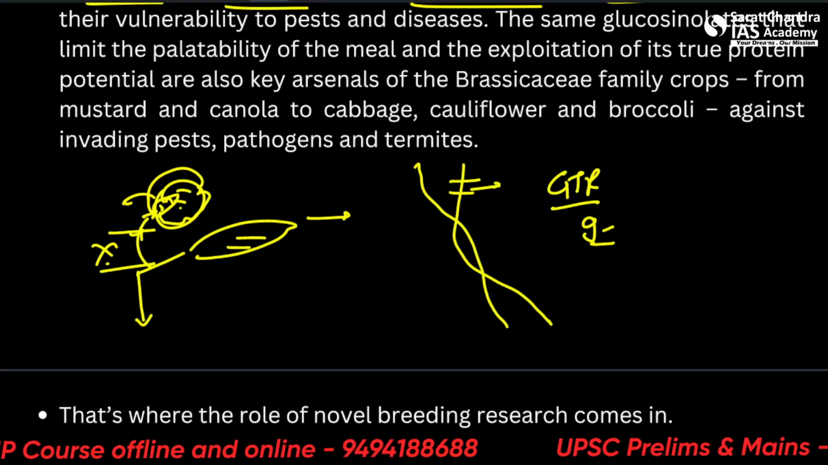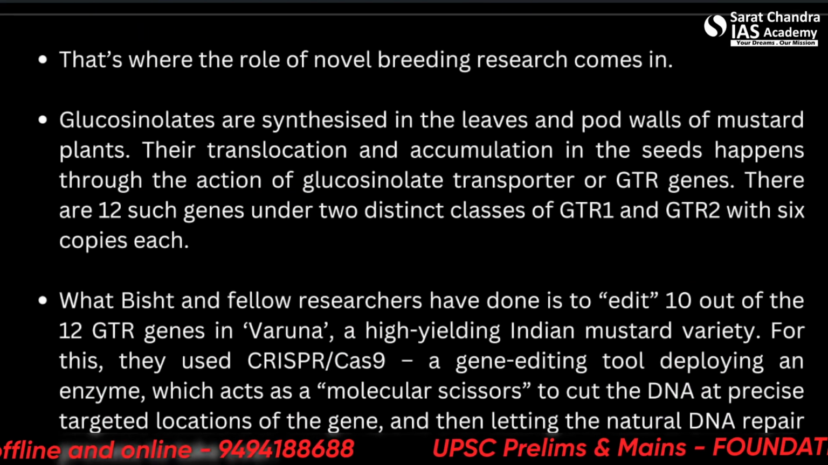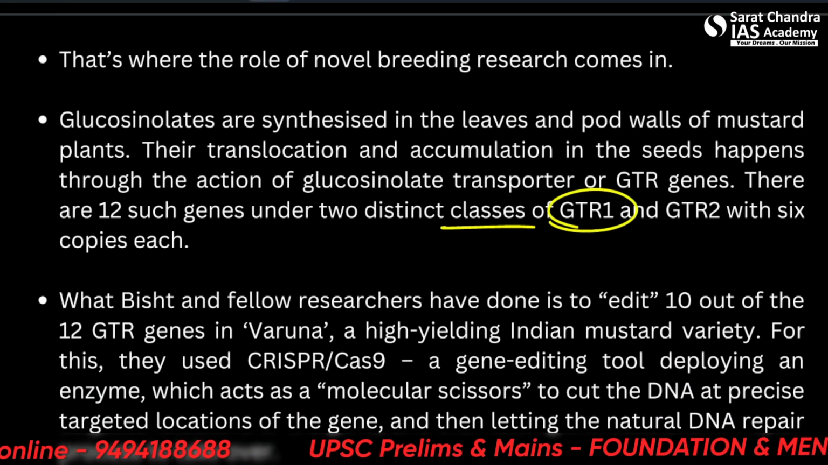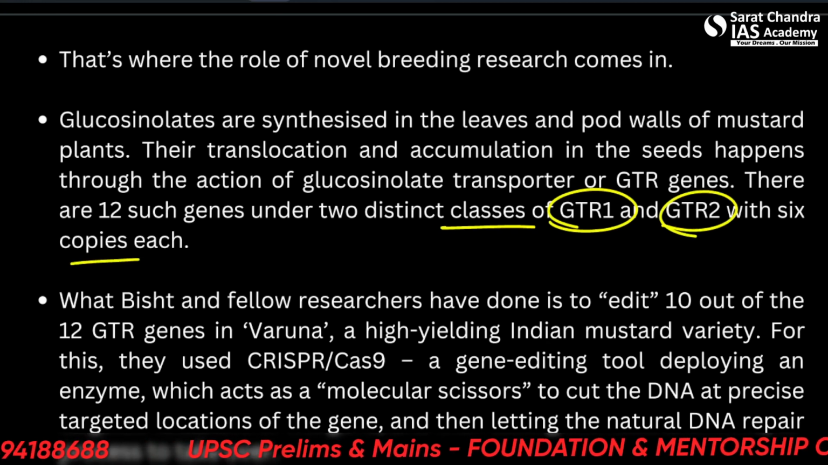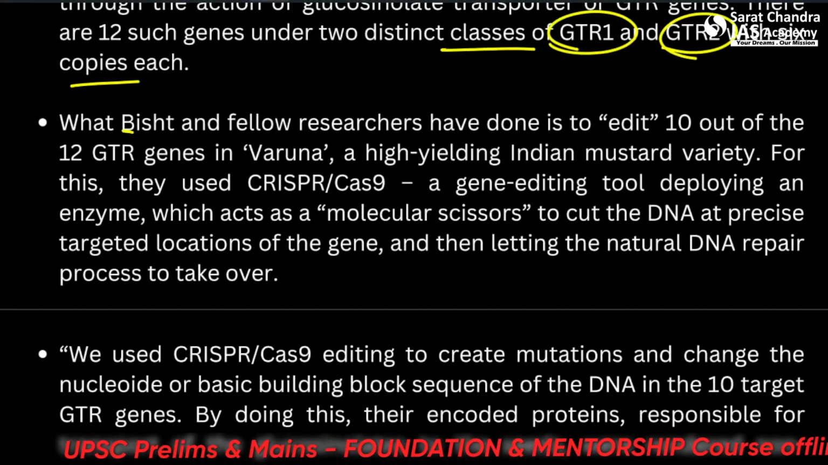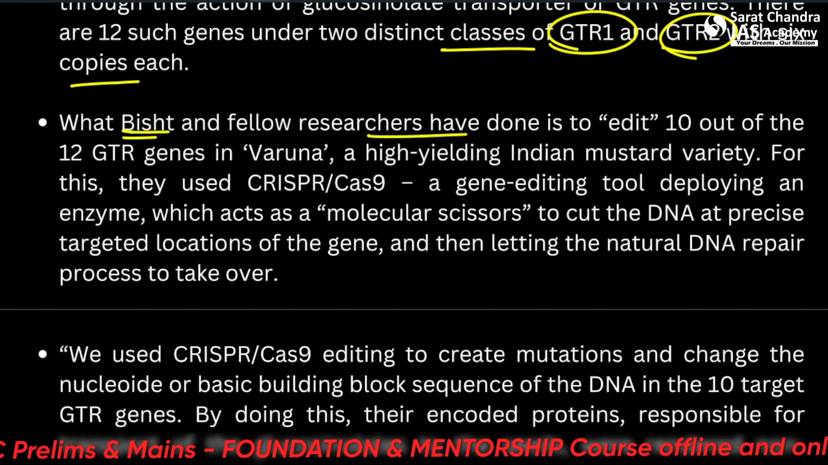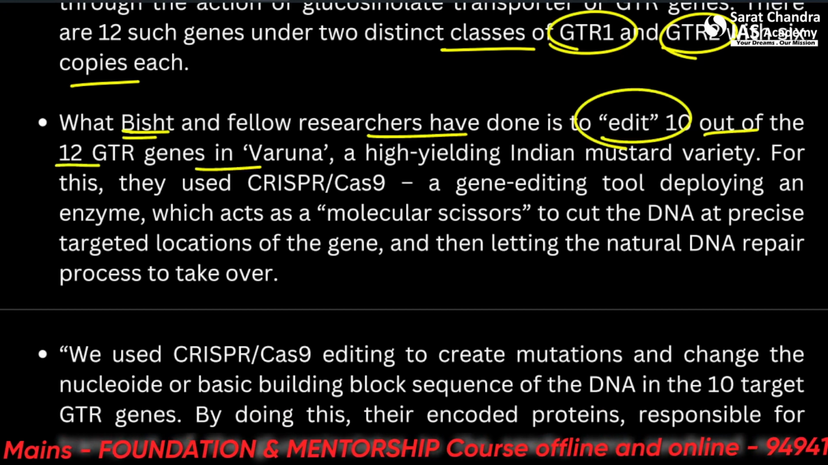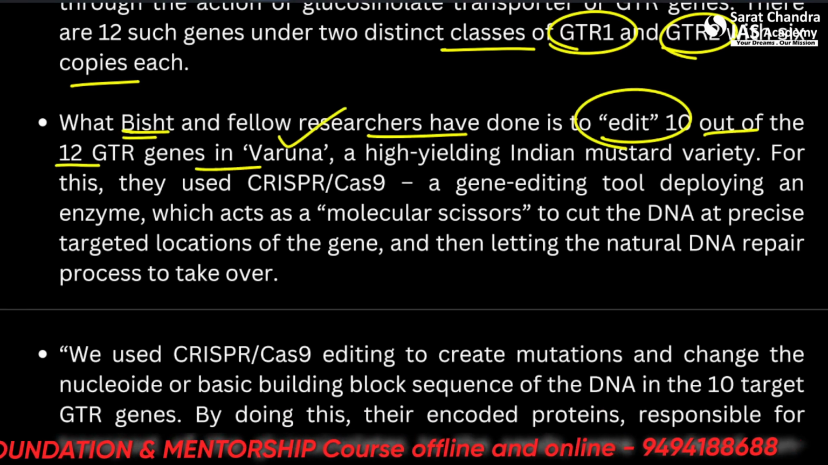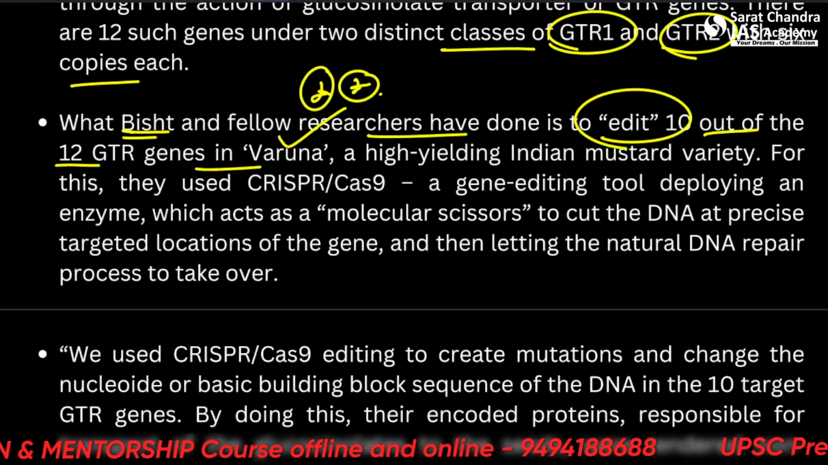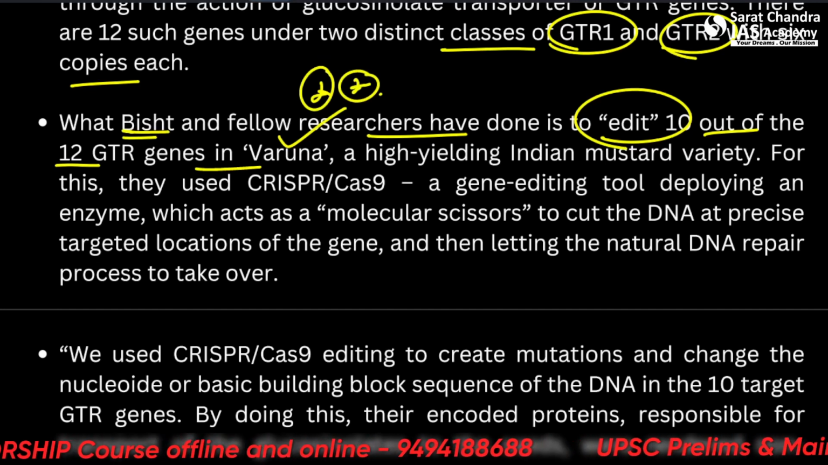Okay, so what we need to know is that there are 12 such genes under two distinct classes, GTR1 and GTR2, with 6 copies of each. The scientist Bisht and fellow researchers edited 10 out of the 12 genes in Varuna. Please remember this important term: Varuna is a high yielding mustard variety.